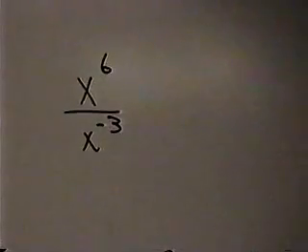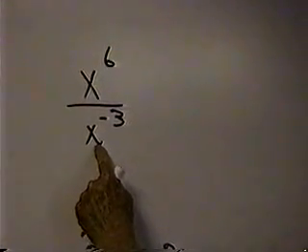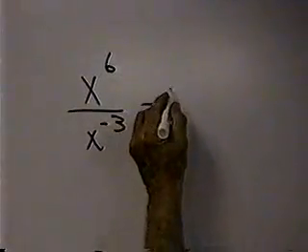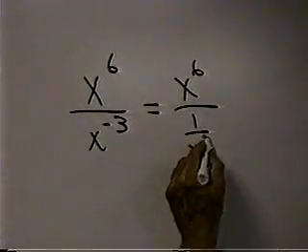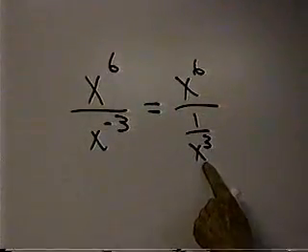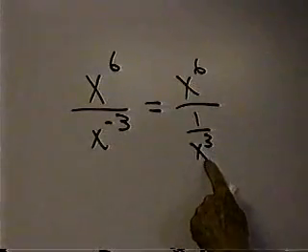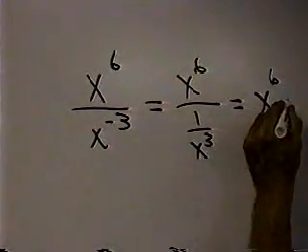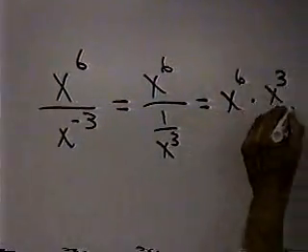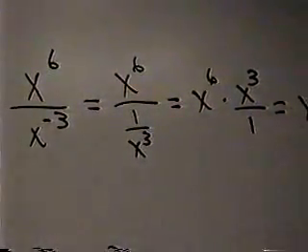Next example, we have x to the 6th over x to the minus 3. Two ways of working this. One would be x to the 6th over, and then move that down, remember. And now when you divide by fractions, invert and multiply. So this would be x to the 6th times x to the 3rd over 1, which is x to the 9th.